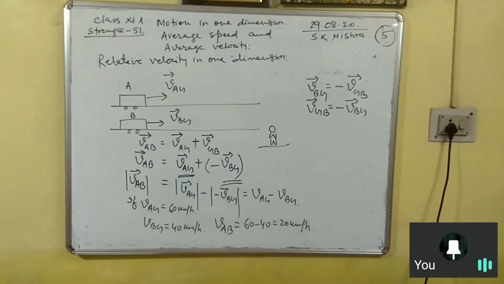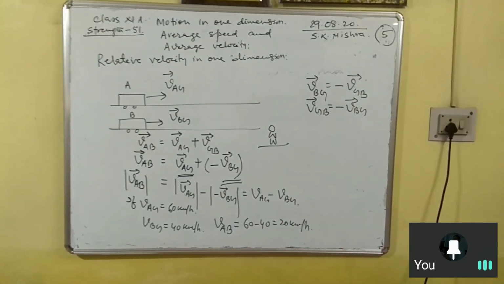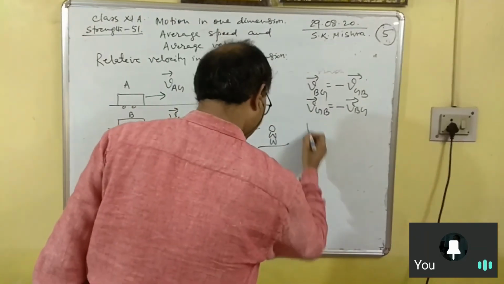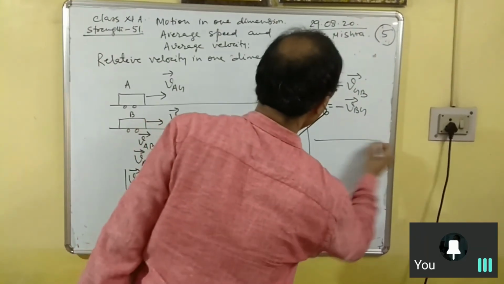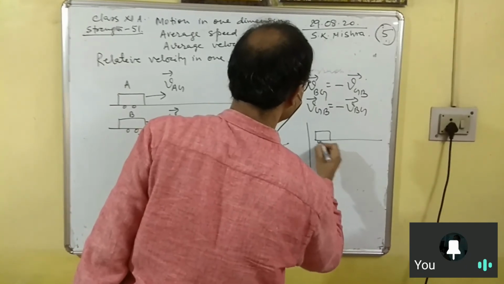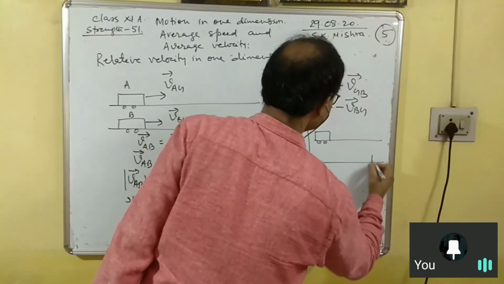But imagine a scenario when the two trains are moving in opposite direction. Now we are dealing with the scenario just opposite. So this is one of the trains, this is another train.